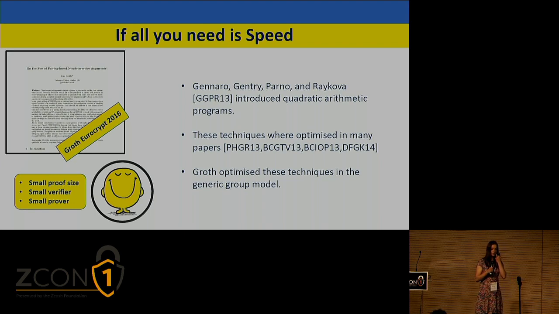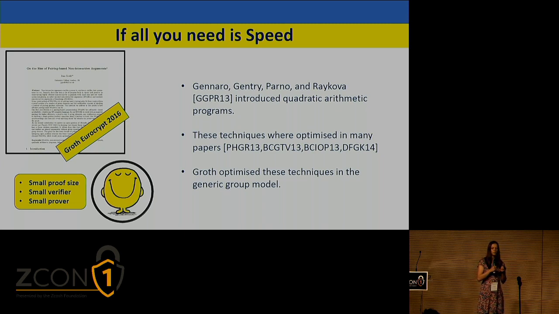And the reason is that there was a sort of breakthrough work back in 2013 when people learned how to compile these R1CS constraints into quadratic arithmetic programs and therefore build SNARKs. And after this, there was an explosion of papers which were improving this result. They were saying, if we do this optimization, we can get rid of that group element. And if we do this optimization, we can get rid of that element.